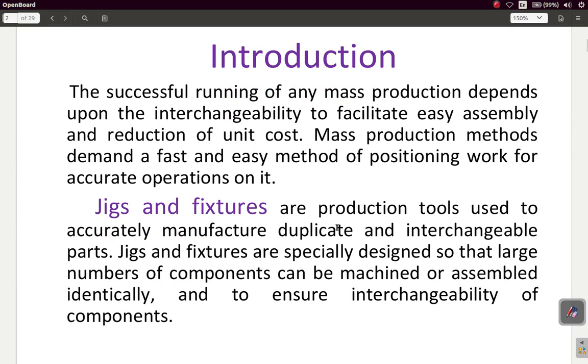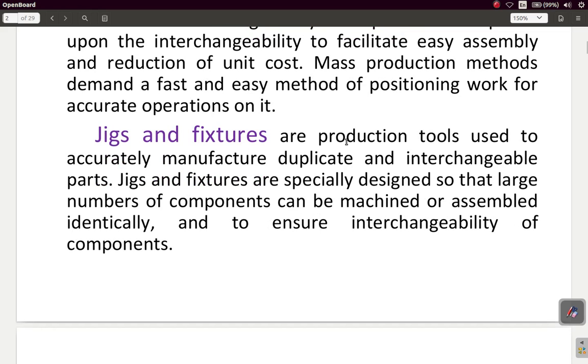Introduction. The successful running of any mass production depends upon interchangeability to facilitate easy assembly and reduction of unit cost. Mass production means continuously producing the same items over and over. Unit cost means the cost of each item. Mass production methods demand a fast and easy method of positioning work for accurate operation on it.